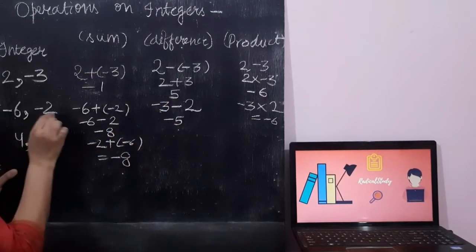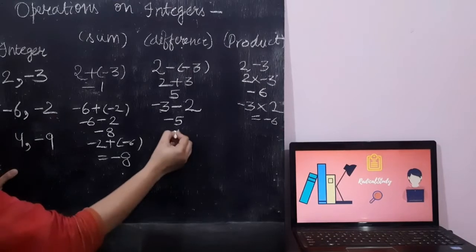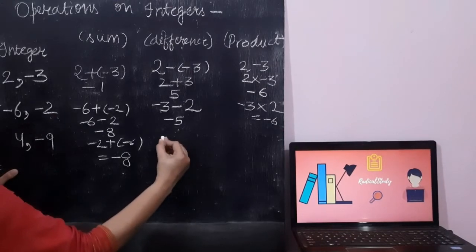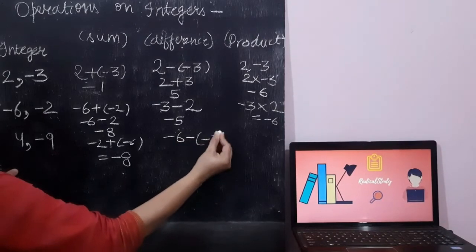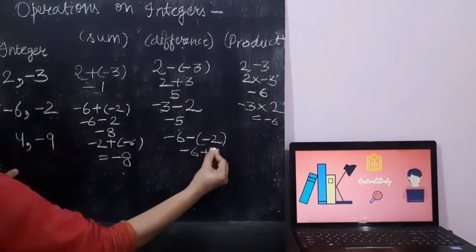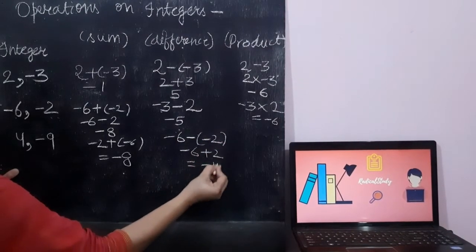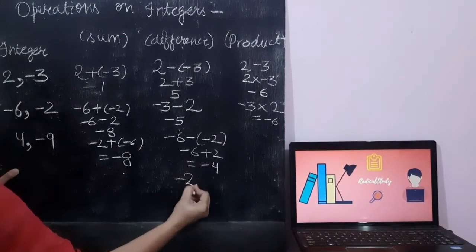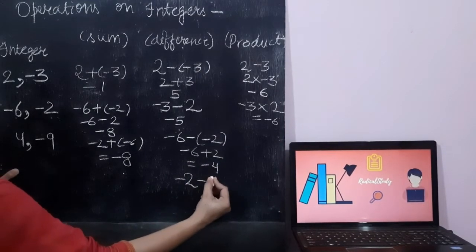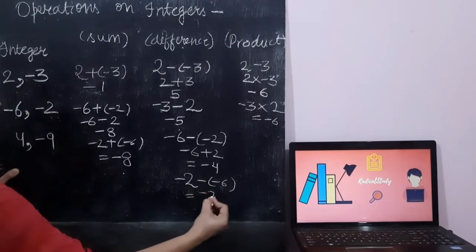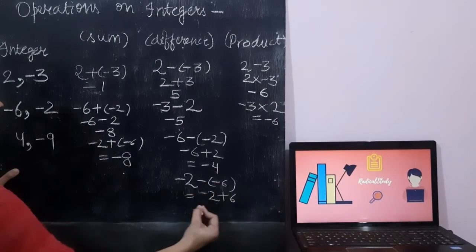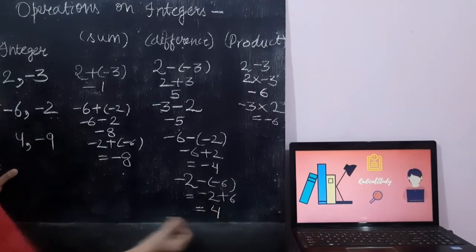Now if we have to find the difference, it is not commutative, so in both situations the answer will be different. Minus 6 minus minus 2 will be minus 6 plus 2, that is minus 4. Now we will interchange the position: minus 2 minus minus 6 will become minus 2 plus 6, which is equal to 4.